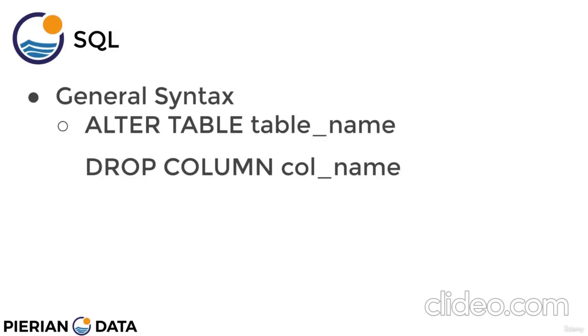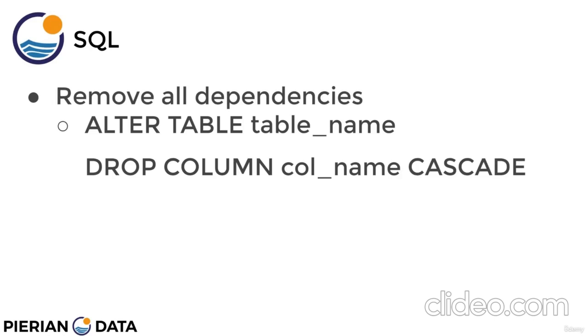The general syntax for dropping a column would be alter table, table name, drop column, and then the column name. To remove all those dependencies I previously mentioned, you can say alter table, table name, drop column, provide the column name, and add in the keyword cascade, essentially cascading that removal to all those dependencies.